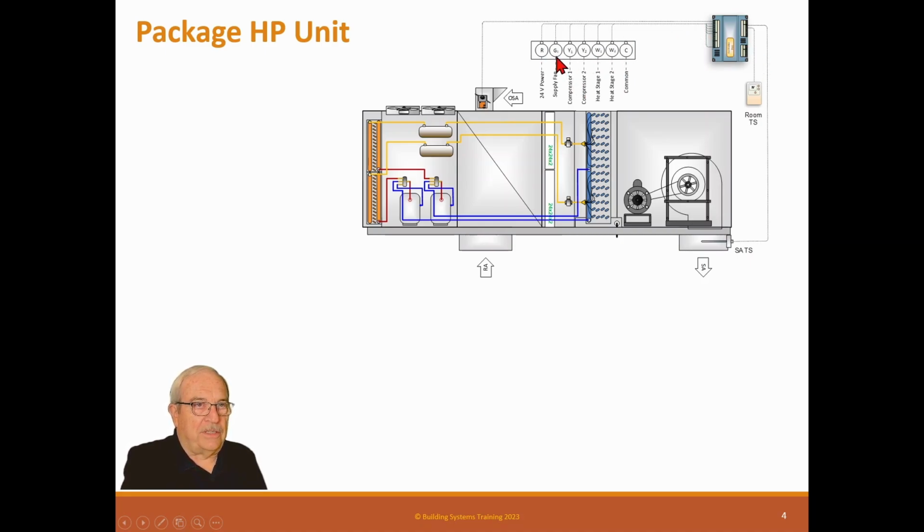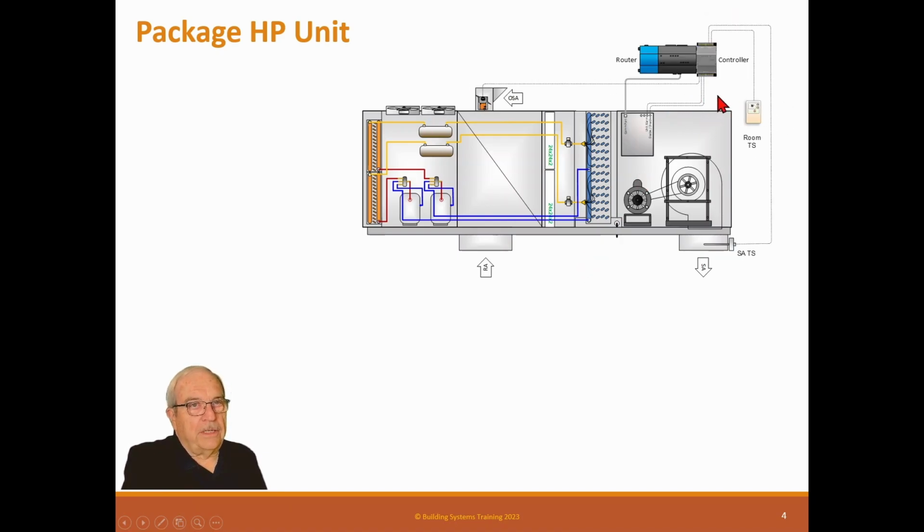And remember, this has a green for the fan. It has two Y's for the cooling. It has two W's for heating. And so that's the normal mode, just like the rest. Again, you can have network control.